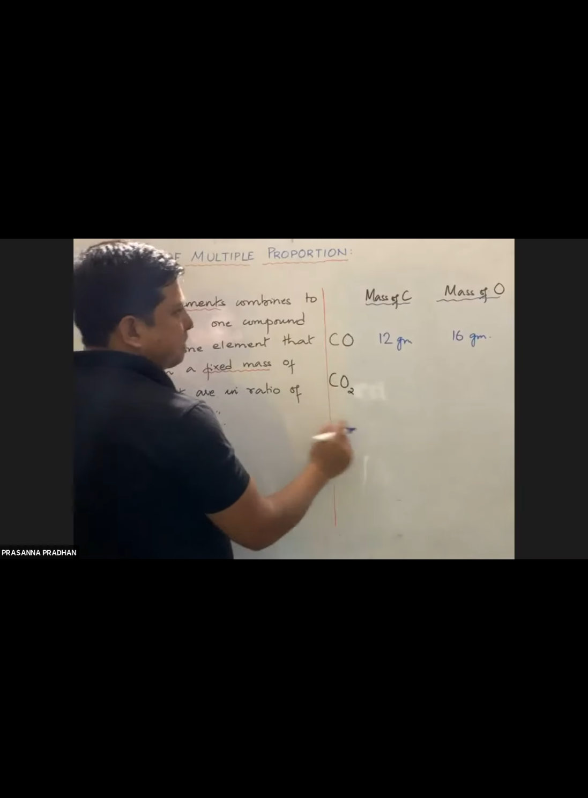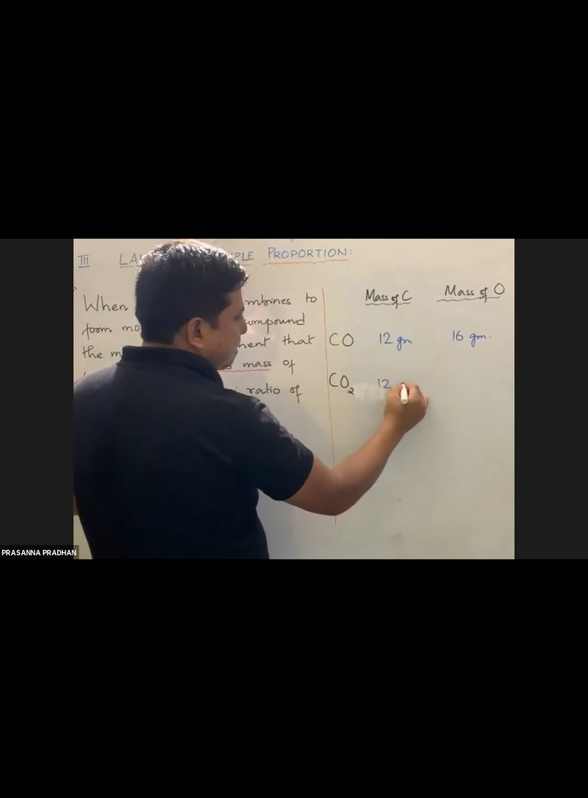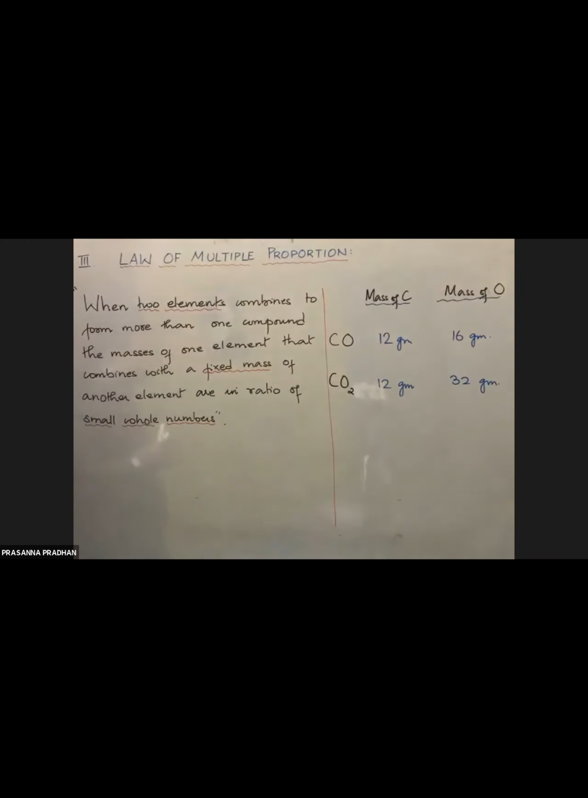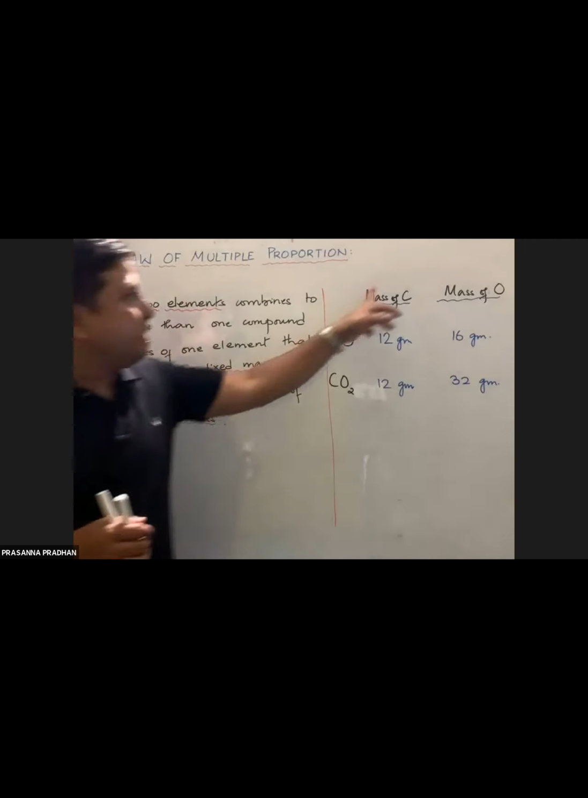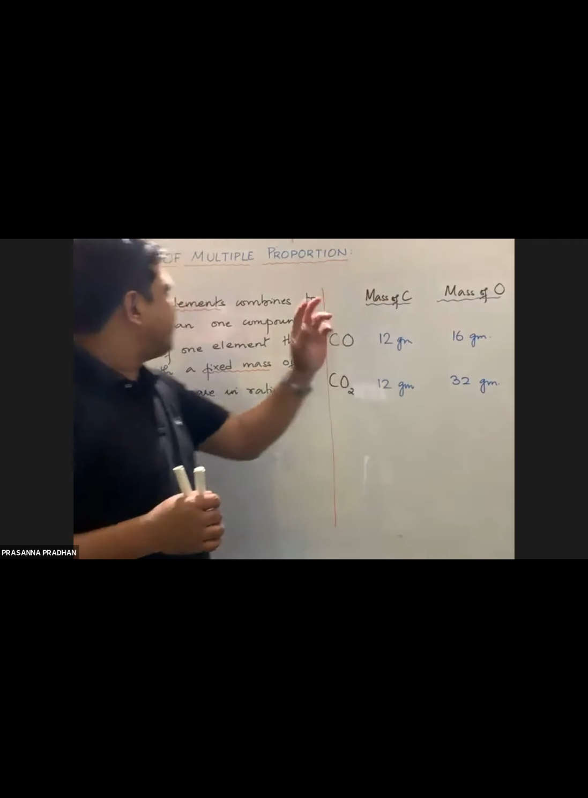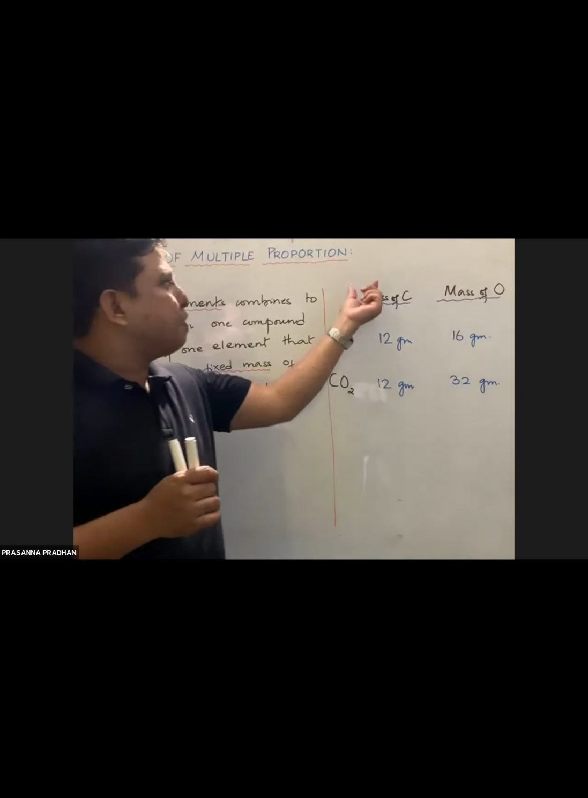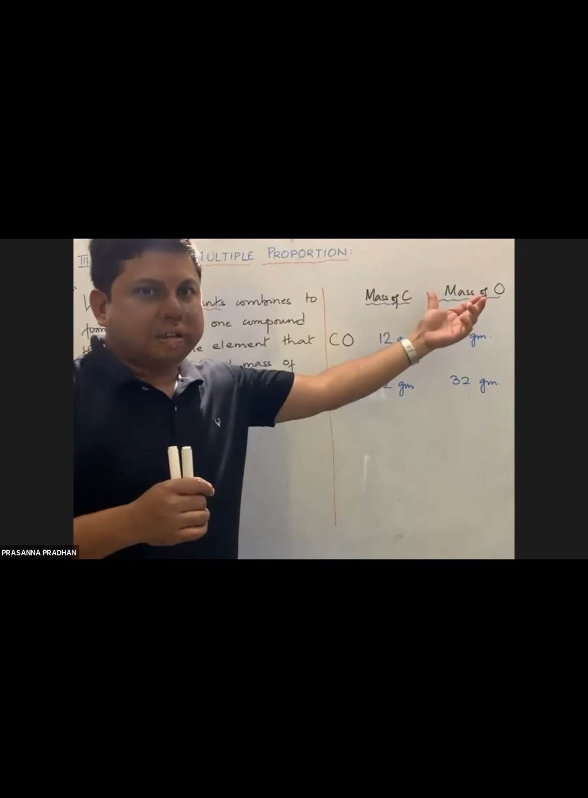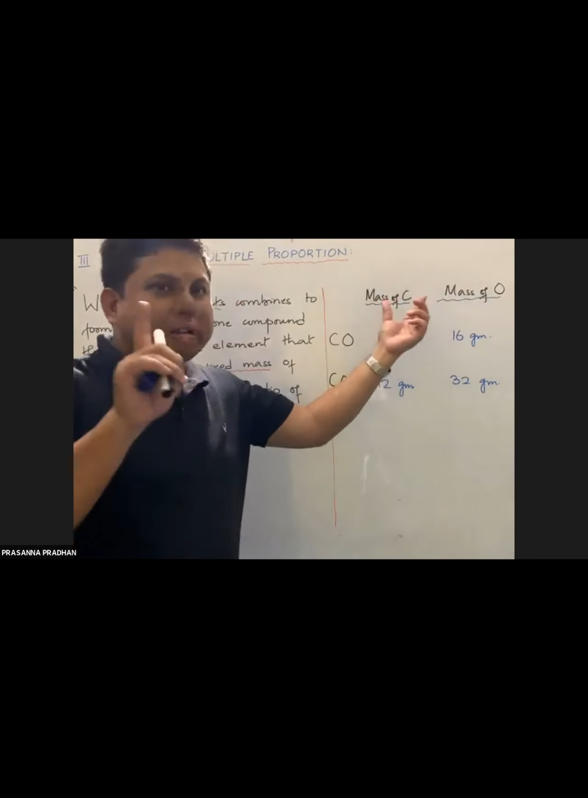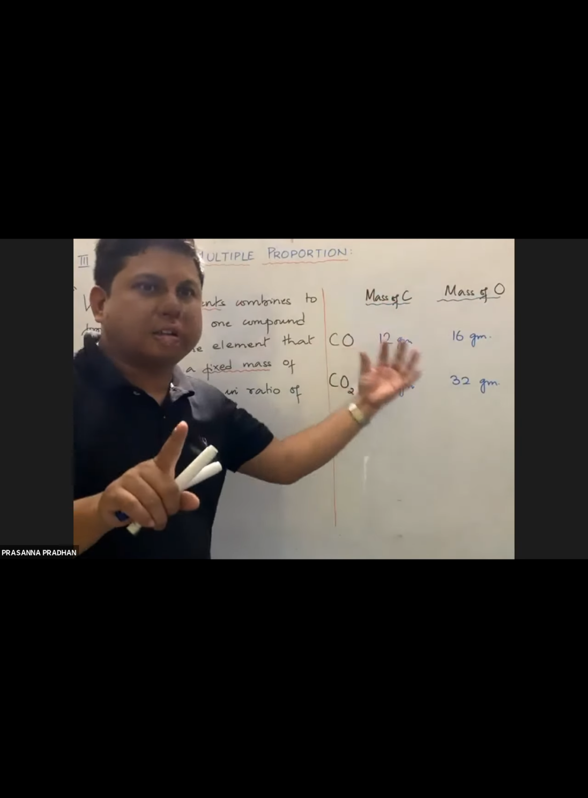And what is the mass of carbon out here? 12. What is the mass of oxygen? 32. Okay. So the law says that when two elements combine to form more than one compound, then the mass of one element that combines with a fixed mass of another element.